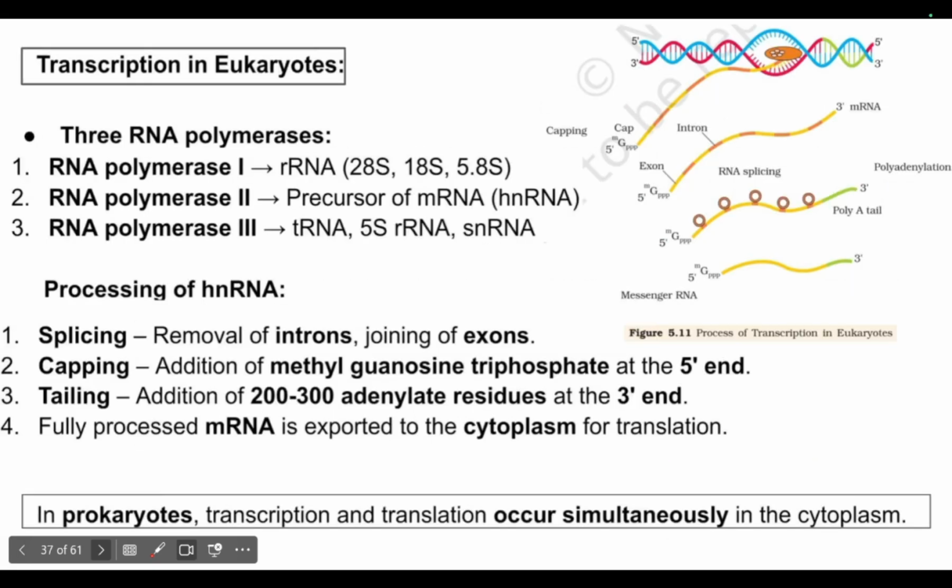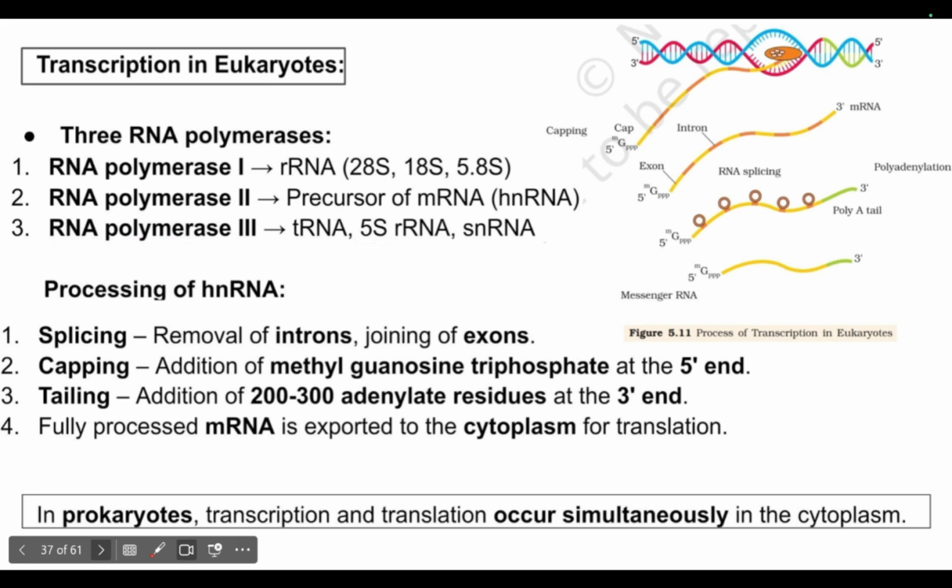In eukaryotes, transcription involves three types of RNA polymerase. These three types are RNA polymerase 1, RNA polymerase 2 and RNA polymerase 3. Here, RNA polymerase 1 synthesizes rRNA, specifically 28S, 18S and 5.8S rRNA. You must be knowing that rRNA is of several types. It can be of the larger subunit and the smaller subunit. Here, see, 5S rRNA is not a part of this. 5S rRNA will be formed by RNA polymerase 3.